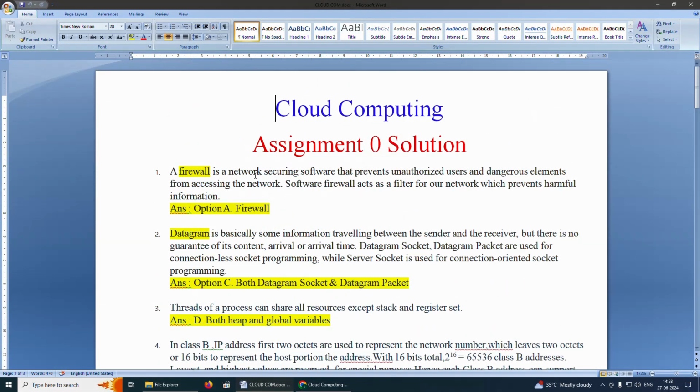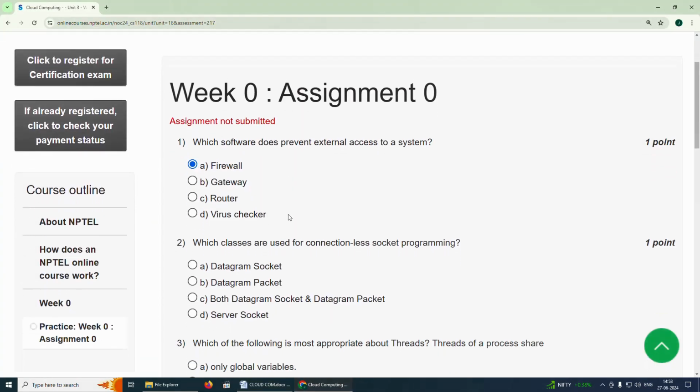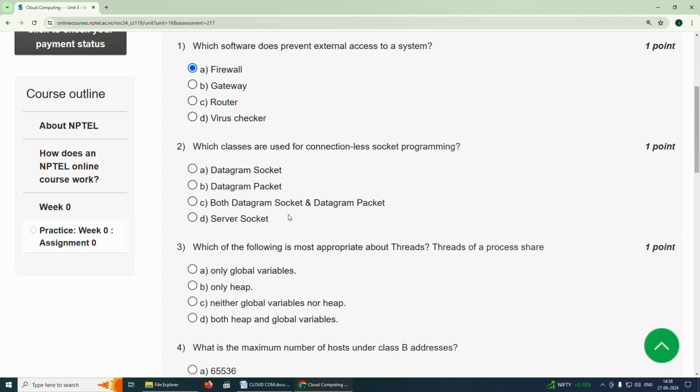A firewall is a network securing software that prevents unauthorized users and dangerous elements from accessing the network. Software firewall acts as a filter for our network which prevents harmful information. So the answer is option A, firewall. Second question: which classes are used for connectionless socket programming?